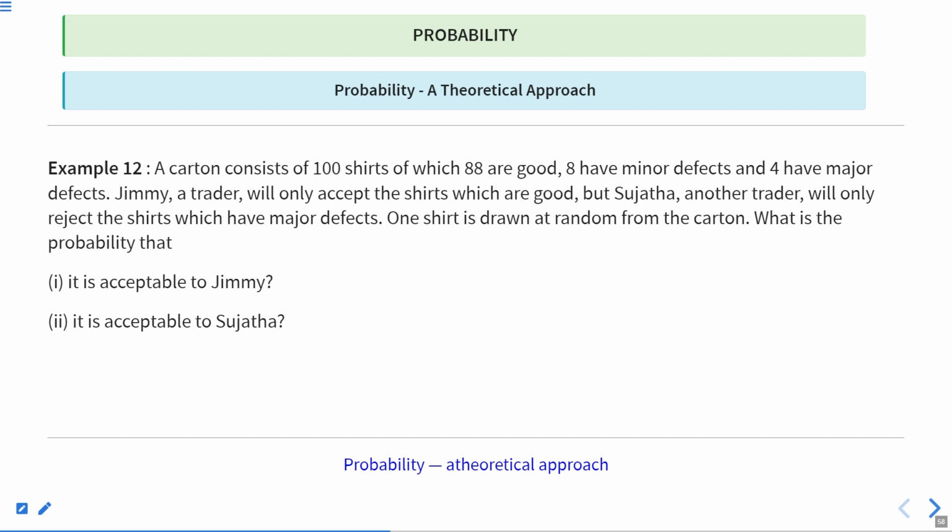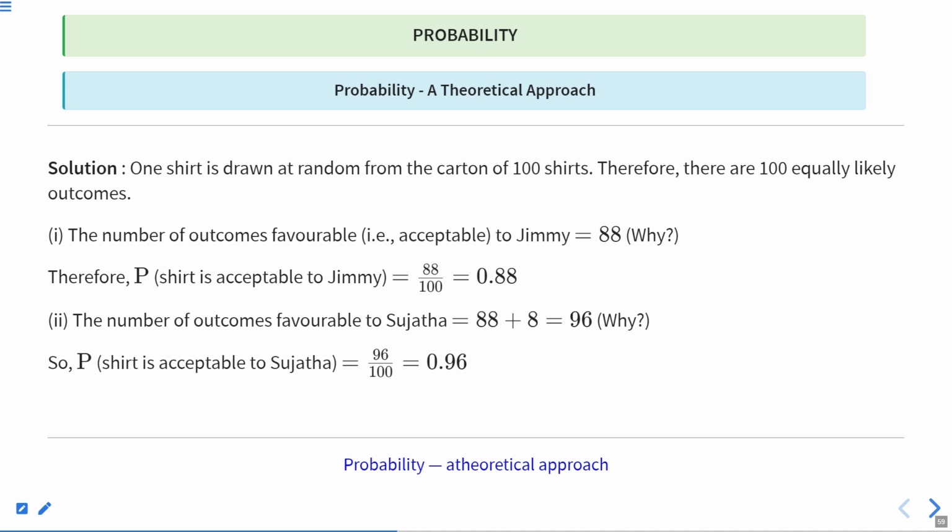Okay, so let us see how to solve this problem. One shirt is drawn at random from the carton of 100 shirts. Therefore, there are 100 equally likely outcomes. The number of outcomes favorable to Jimmy is 88, because there are 88 good shirts, and Jimmy accepts only good shirts. Therefore the probability that the shirt is acceptable to Jimmy is 88 by 100, that is equal to 0.88.